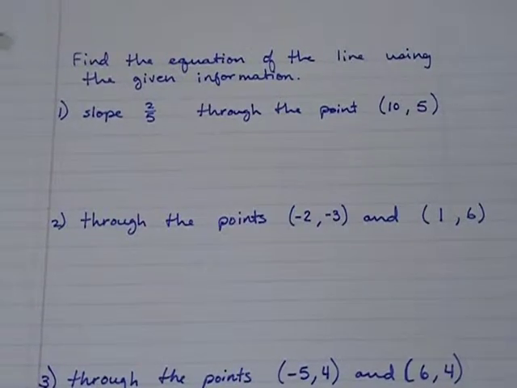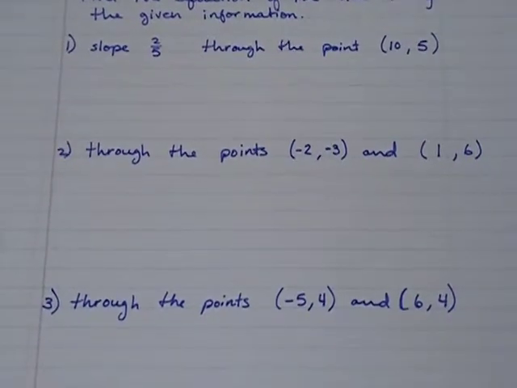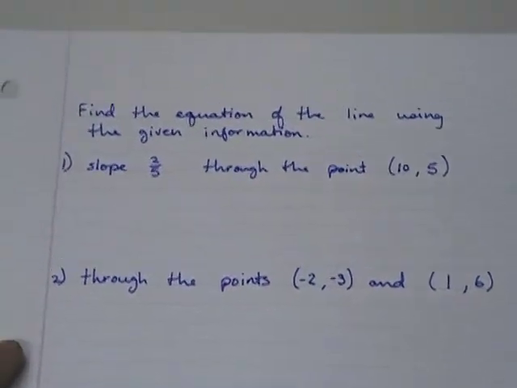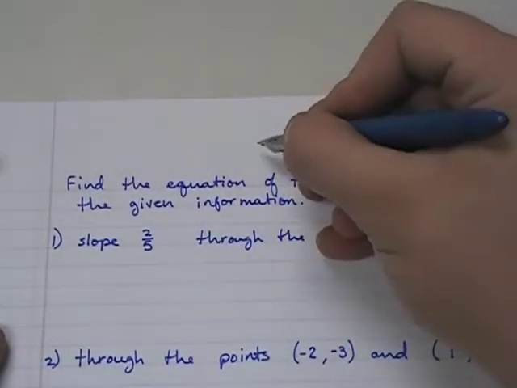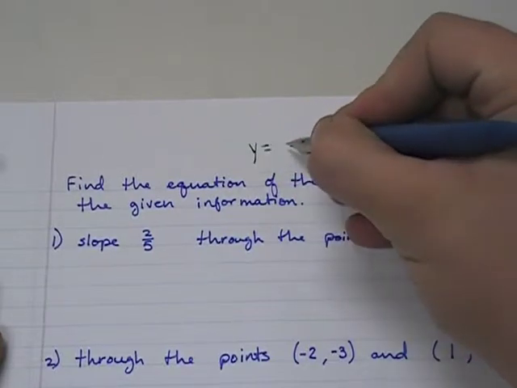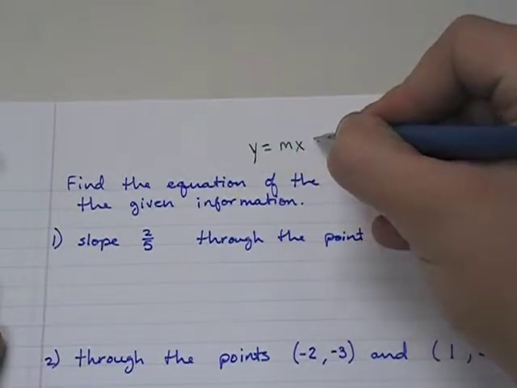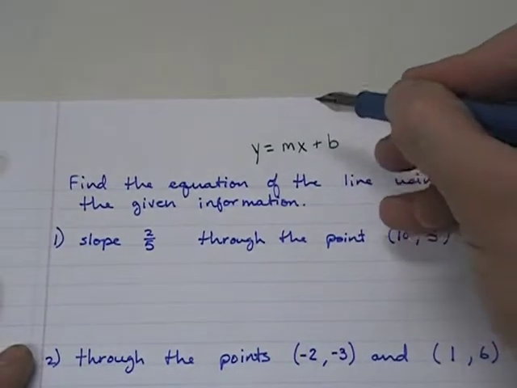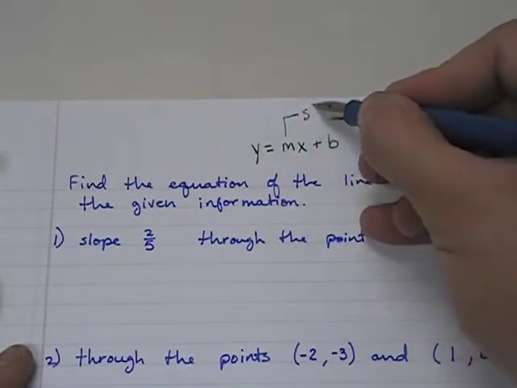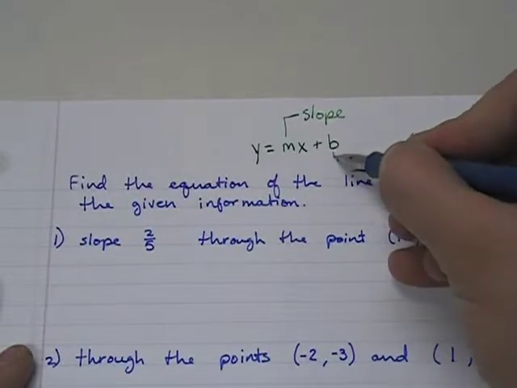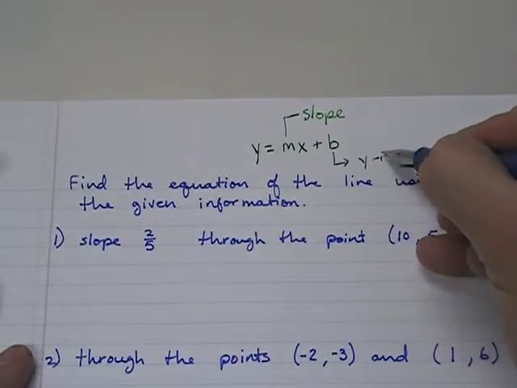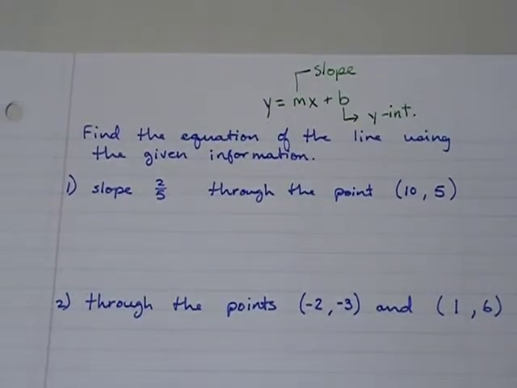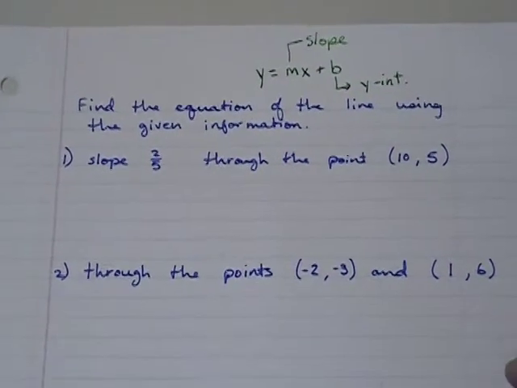Find the equation of the line using the given information. We have 3 different lines we want to write equations for. And every time we write the equation of a line, most people are going to prefer that it's in slope-intercept form. Y equals mx plus b, where m is your slope and b is going to be your y-intercept. This makes graphing very, very simple, and we will graph some lines later.